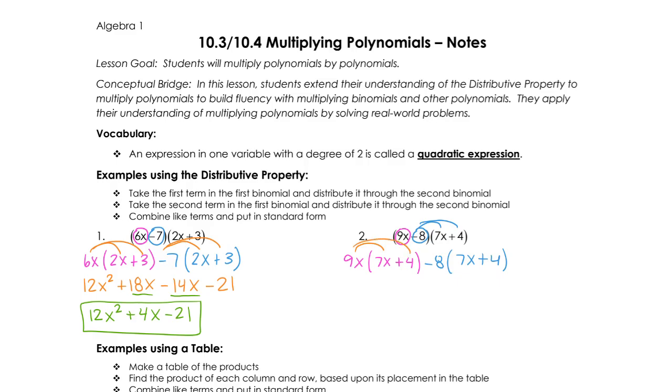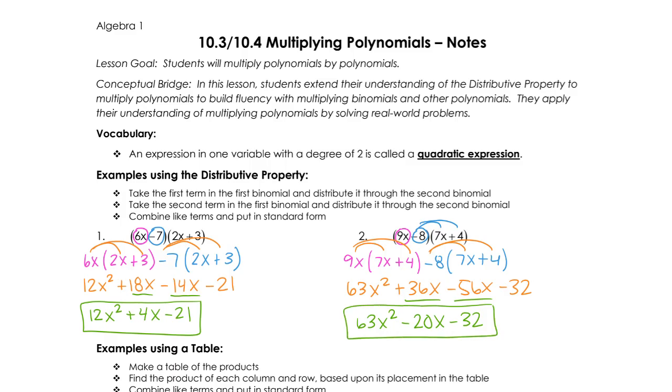So 9x times 7x would be 63x squared. And then 9x times 4 would be plus 36x. And then negative 8 times 7x would be negative 56x. And then negative 8 times 4 would be minus 32. And then again, combine any like terms. I see I can combine the two in the middle, again, just my x's. So then I'm going to bring 63x squared down. That doesn't combine with anything. And then if I combine my like terms there, I get negative 20, or minus 20x. And then bring down that minus 32. This would be our final answer.